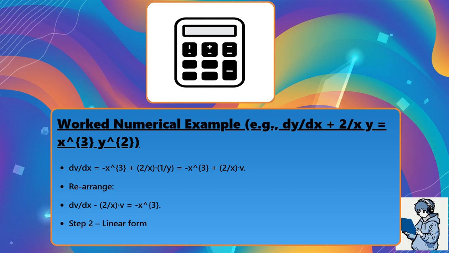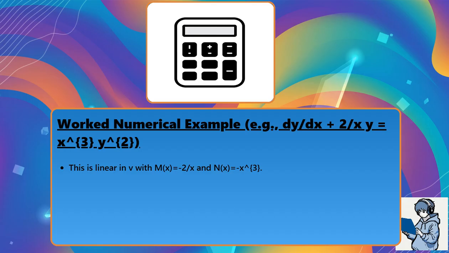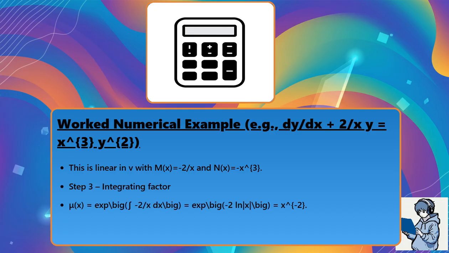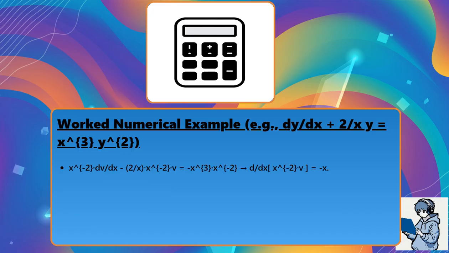Step 2: linear form. This is linear in v with m of x equals negative 2 over x and n of x equals negative x cubed. Step 3: integrating factor. Mu of x equals exp of integral of negative 2 over x dx, equals exp of negative 2 ln absolute x, equals x to the minus 2. Multiply the equation by mu: x to the minus 2 times dv over dx minus 2 over x times x to the minus 2 times v equals negative x cubed times x to the minus 2, which gives the derivative with respect to x of x to the minus 2 times v equals negative x.